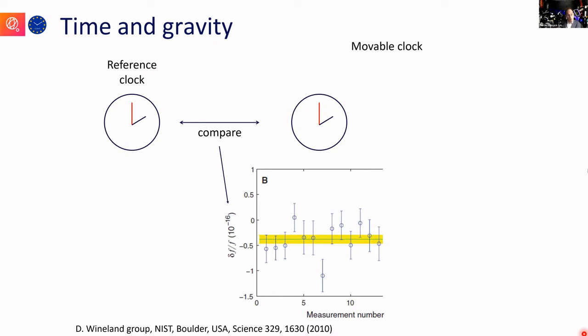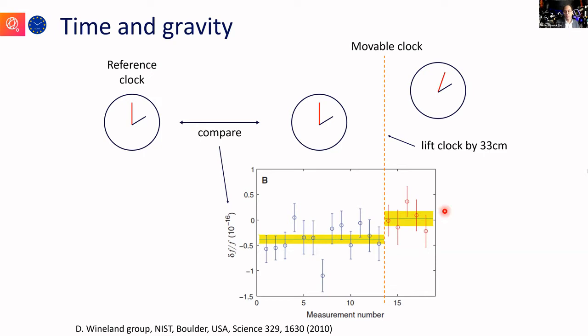And then they took one of these clocks and forklifted it up by 30 centimeters. And then they compared the frequencies again. And you see, it's different. They measure here the gravitational redshift.